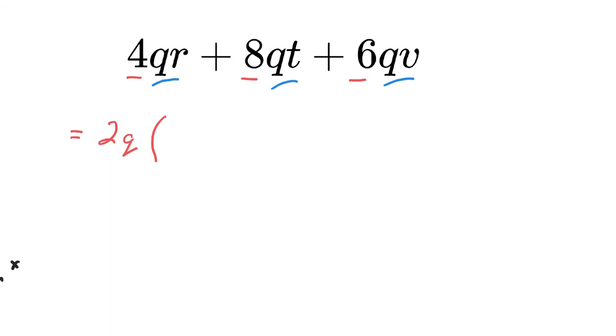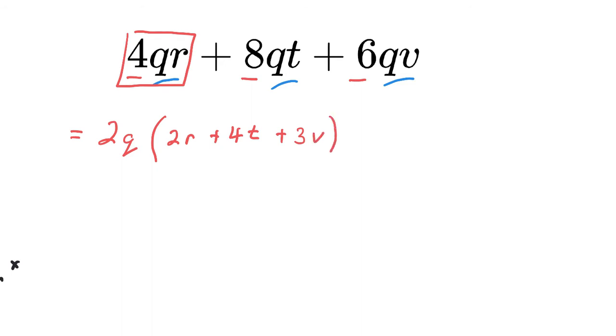We then take each term and divide it by our common factor. So 4 divided by 2 is 2. The q's will cancel out and become 1, and you're left with 2r. 8 divided by 2 is 4. Again, the q's cancel out, and you're left with 4t. The last term, 6 divided by 2 is 3. Q's cancel out, and you're left with v.